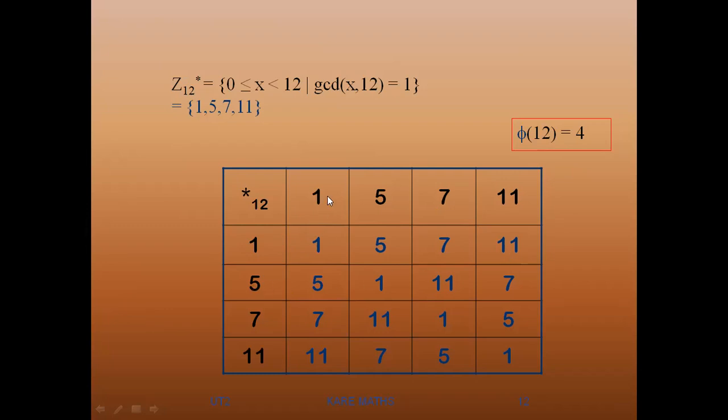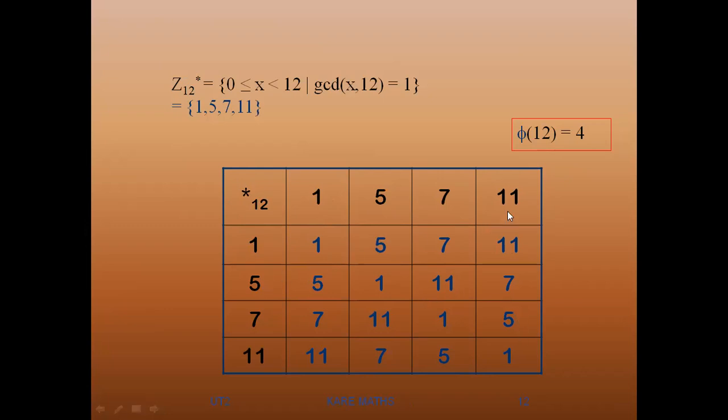The next row: 5 times 1 is 5, and 5 times 5 is 25. Dividing 25 by 12, 12 times 2 is 24, so the remainder is 1. Again, 5 times 7 is 35. Divide 35 by 12: 12 times 2 is 24, and the remainder is 11.